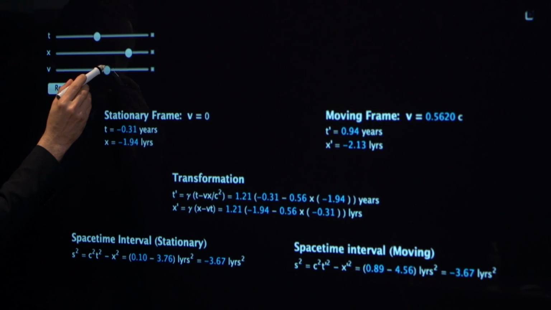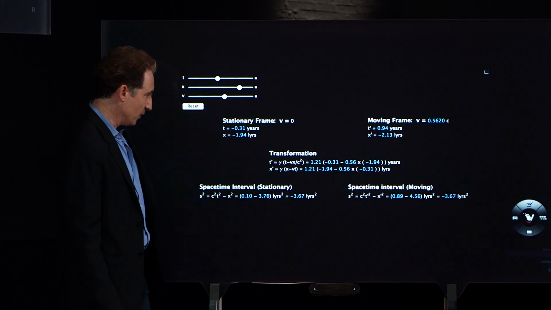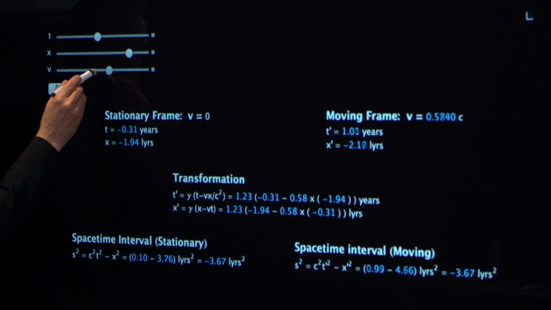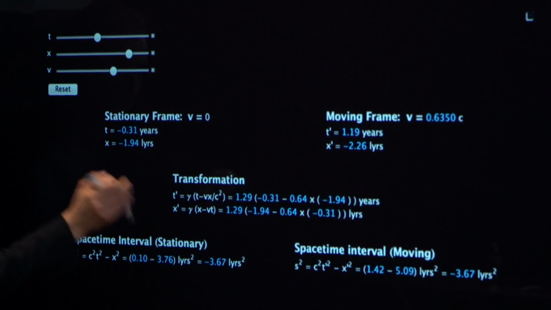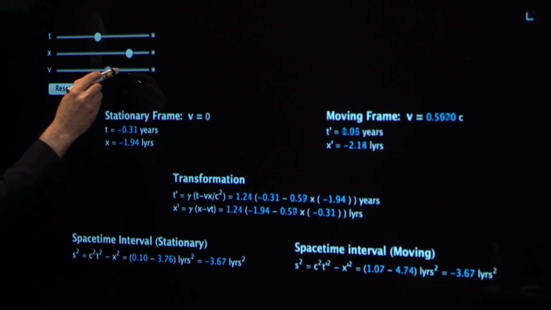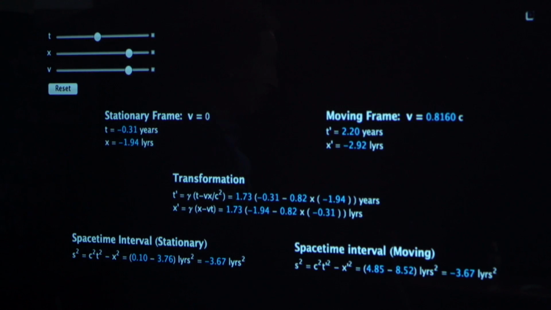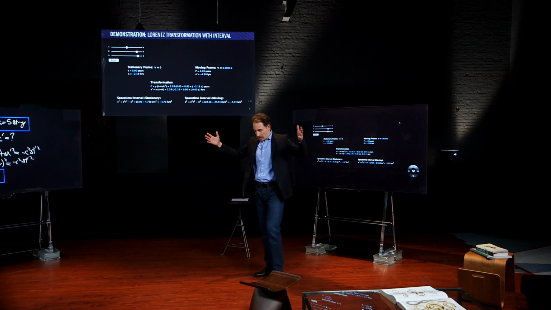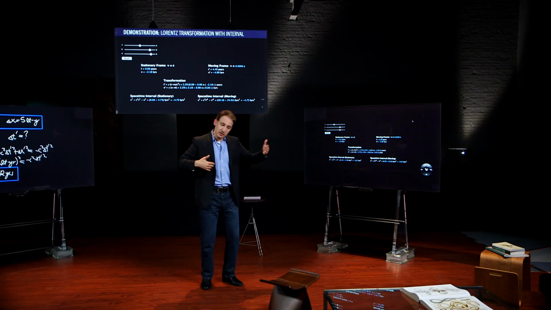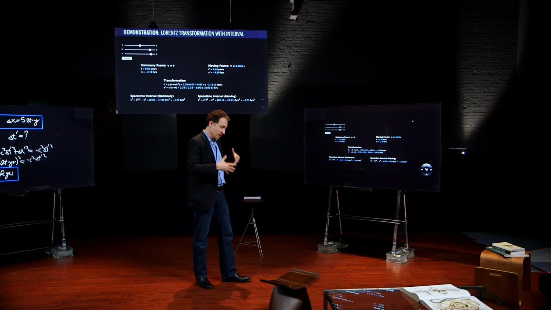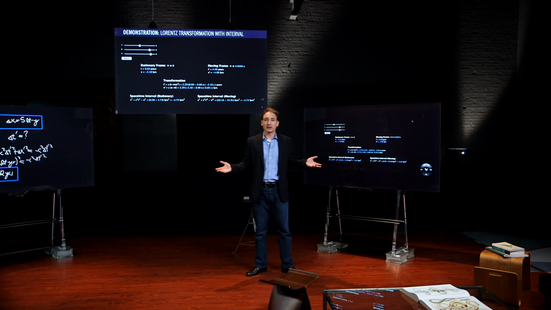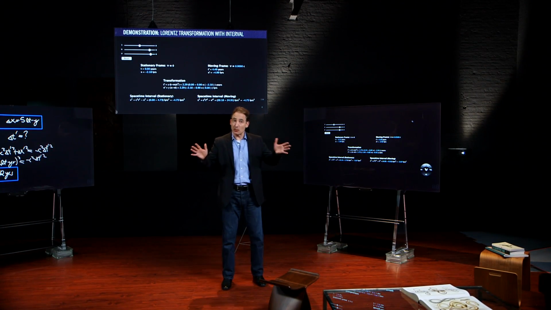But the value of the interval between them, this number over here, is not changing at all. Look way over there on the right-hand side. These numbers are rapidly changing, but the interval itself stays fixed. So that is a demonstration of the invariance of the space-time interval as you change from one frame to another. We've given an example of how to put this invariance into practice to solve problems in a somewhat different way.